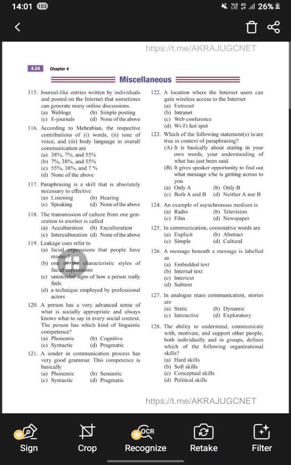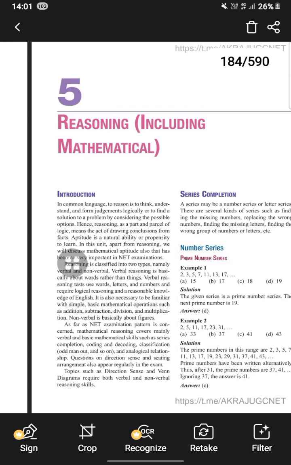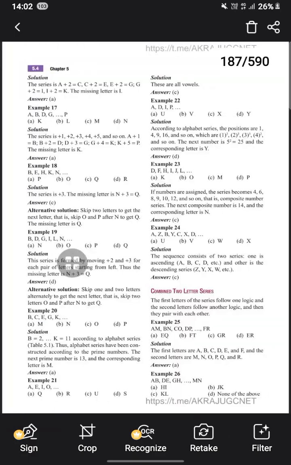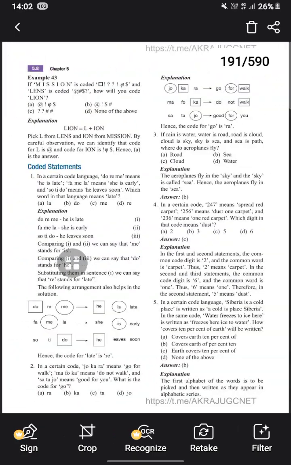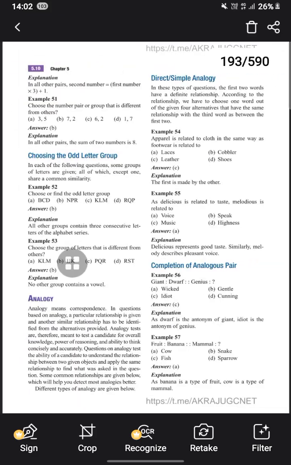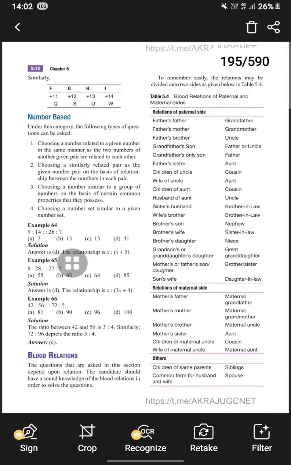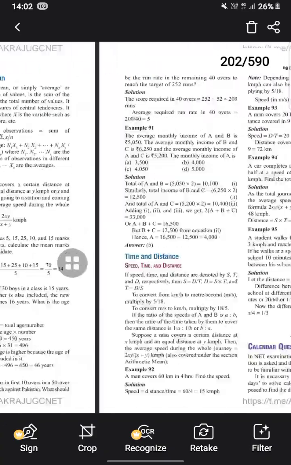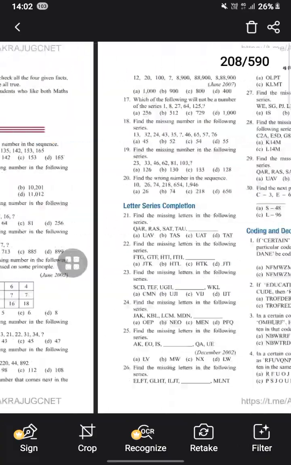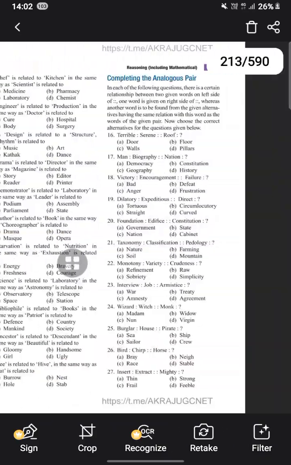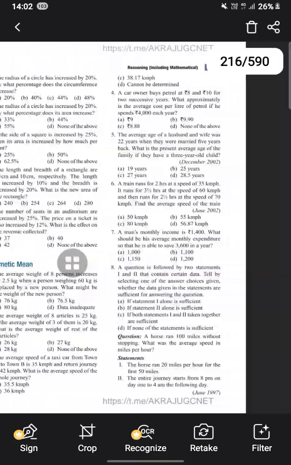Alright, and what is the page number? Logical reasoning, and it's chapter 6.44 that is there. Okay, so we are going to 6.44. Some questions we will discuss today for logical reasoning. These questions are really very important.